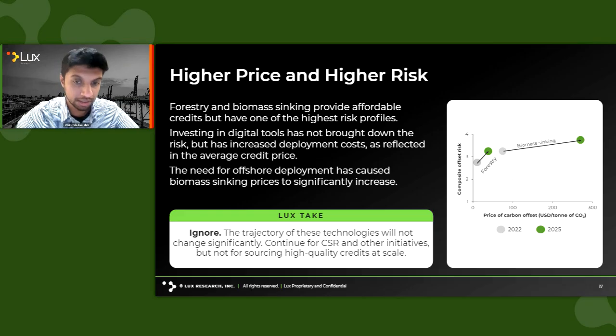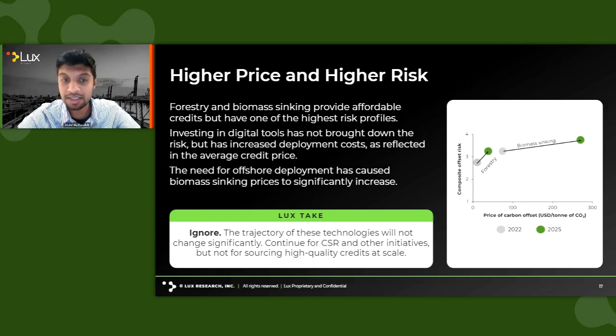So forestry will continue to be an affordable credit, but increasing investments in MRV will not necessarily solve its digital challenges, right? So it's fine for corporate social responsibility and CSR activity, but not for sourcing high quality credits to offset industrial emissions. Insurance schemes will become more popular here. So, for example, buffer pools of carbon credits that can be cashed in when forest fires cause re-release. Right? So, buffer pools can reduce liability, but they don't avoid it entirely.